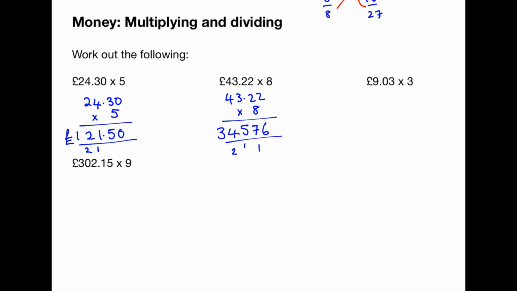So we need to have a look at our question now. We can see we've got 2 decimal places in the question, so we need 2 decimal places in the answer. So that means that the decimal point has to go there, and we need our pound sign to keep it looking like money. Okay, next one.